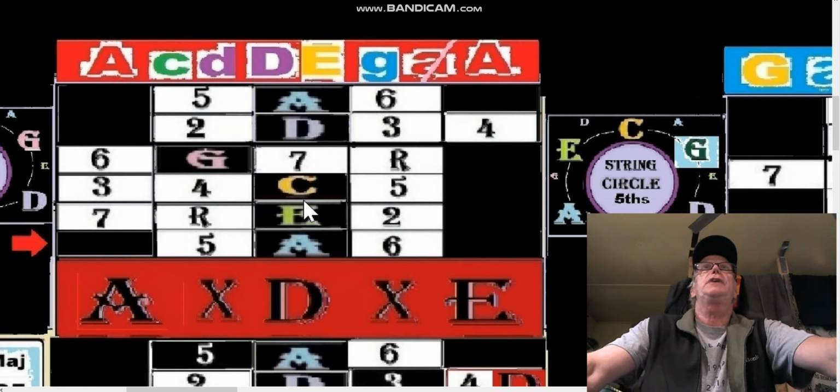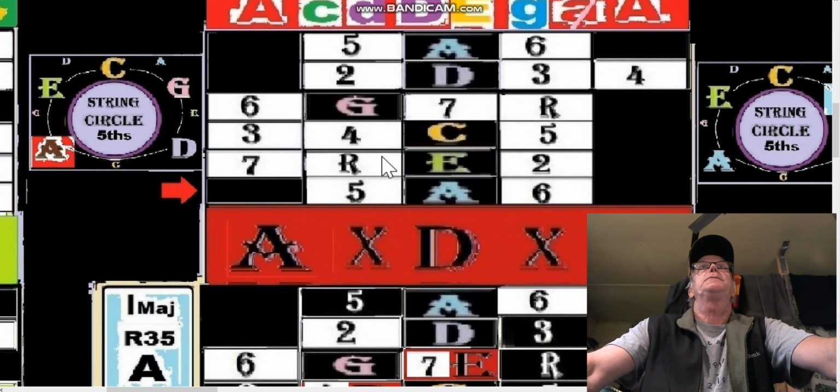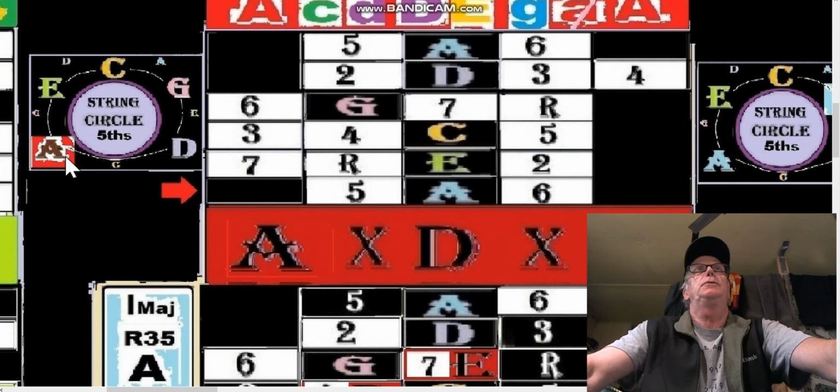So the string shapes: the augmented fifth of the E is C, and the diminished fourth of the C is the E string shape as it goes around the circle. In this particular case, we have the A string shape on the bottom. That's why I've just highlighted the A here, and we'll go around.